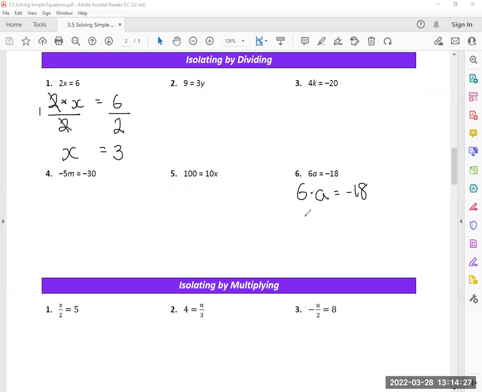How do I get rid of a multiplication? Same thing here. Divide by 6, divide by 6. The 6 divided by 6 is going to simplify into a 1, leaving the left side as just 1a. 1 times a is just a. Negative 18 is dividing by that same number, a 6, leaving me with negative 3. A is negative 3.